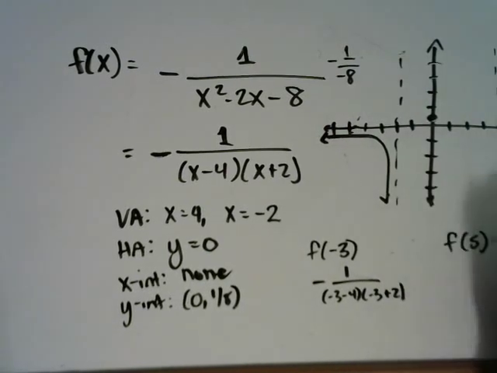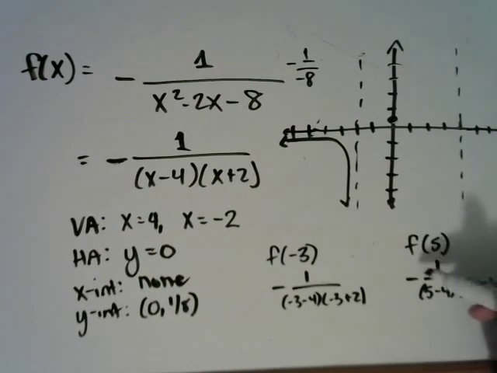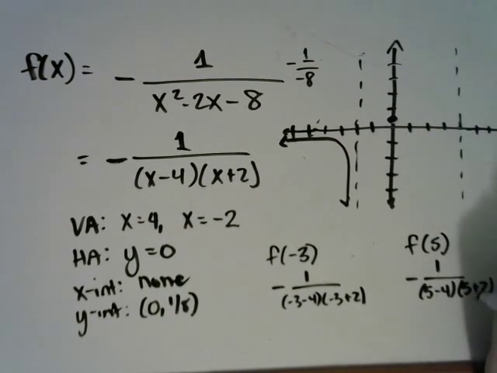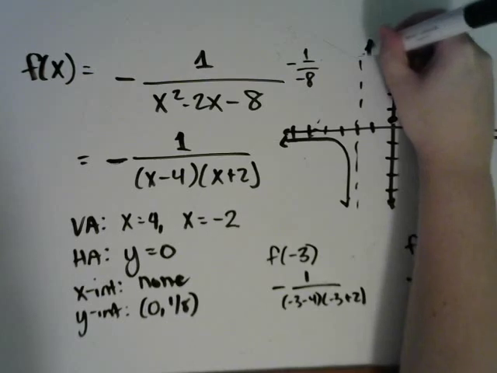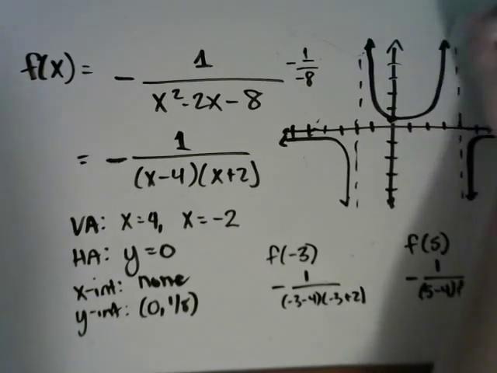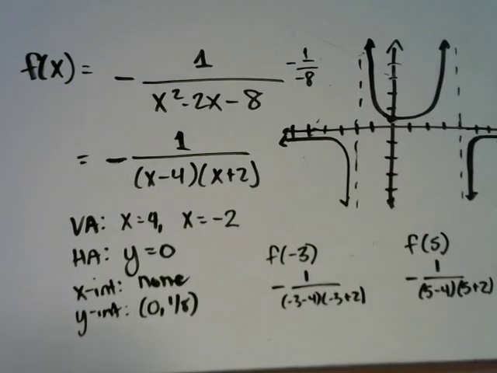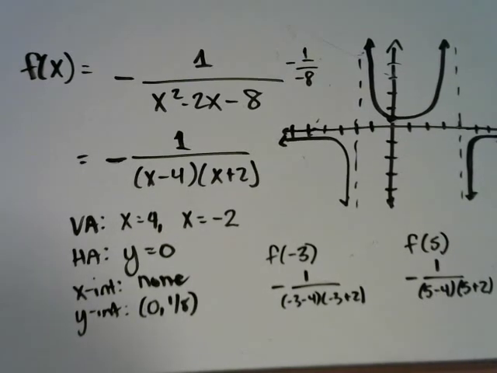When I plug in 5, I get negative 1 over 5 minus 4, and 5 plus 2. That's a negative. That's a positive, and that's a positive, so the overall result is negative. And then the middle portion being positive makes sense because, for the most part, you're not going to have two sides of the function butting up the way that 1 over x squared does. Check this graph with your calculator. This concludes part 2 of the video notes.